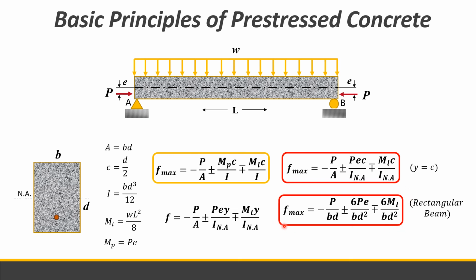Basically, we will have more problems on rectangular beams since they are the most commonly used here in the Philippines. And maybe we can introduce other problems like I-beams or slabs. There are also pre-stressed slabs, no? So it is not only beams that are pre-stressed; there are also slabs that are pre-stressed. So we can try that. But for a rectangular beam, this is the formula for maximum stress, bottom or top. So that's it.